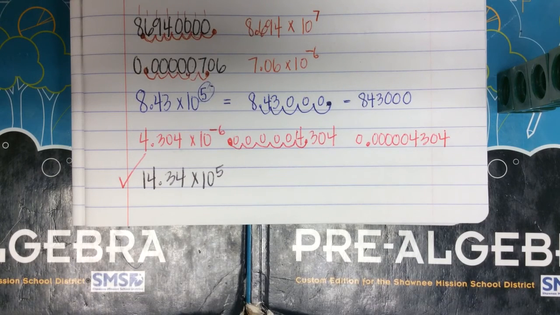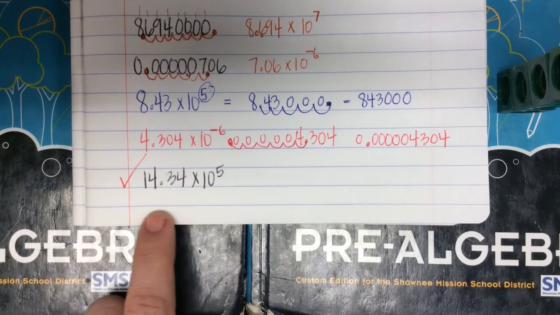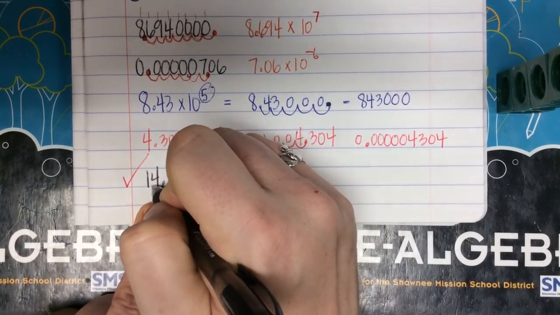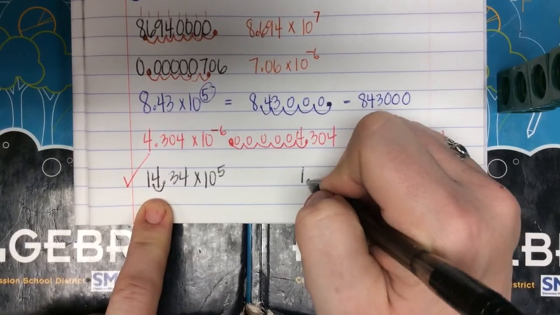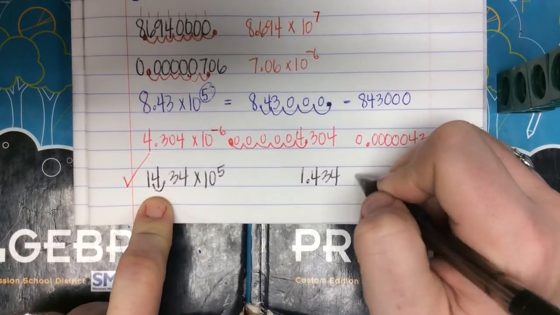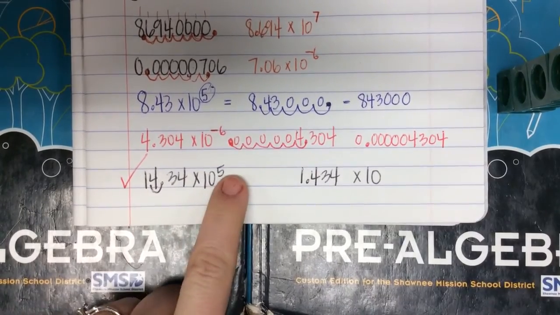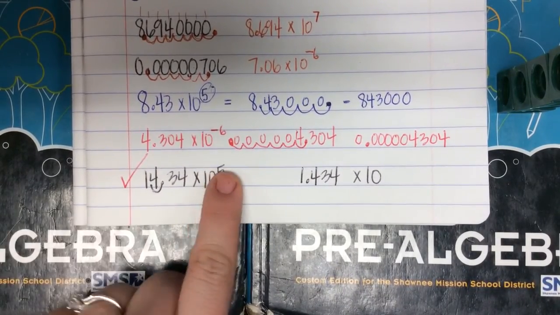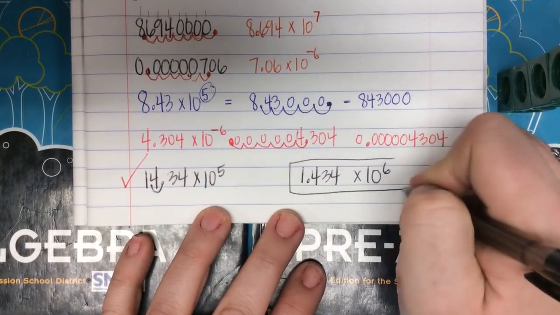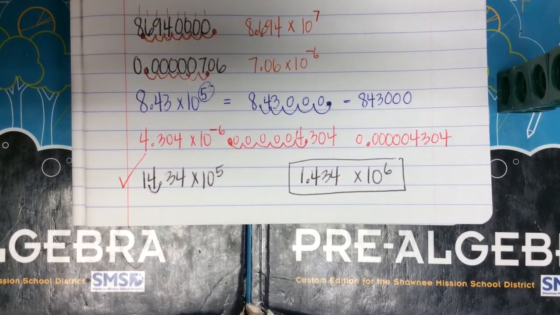Evangeline, why did you get it wrong? Because there's two non-zero numbers. Perfect. The answer should have been 1.434 times 10, and instead of 5, I had to move it one more time, so it would be 6. Good job. Please make sure there is only one non-zero digit to the left.